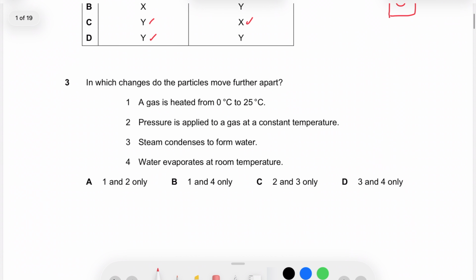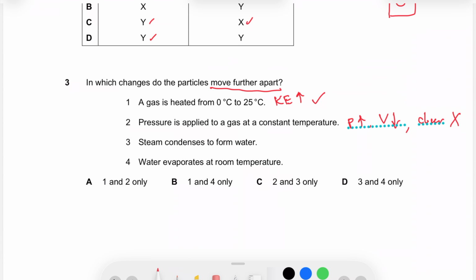Moving on, question 3. In what changes do the particles move further apart? When a gas is heated from 0 to 25, the temperature will increase, so kinetic energy will increase as well, so they'll move further apart. Seems true. Pressure is applied to a gas at constant temperature. If the pressure increases, the volume will decrease, so the particles will be closer, so this is wrong.